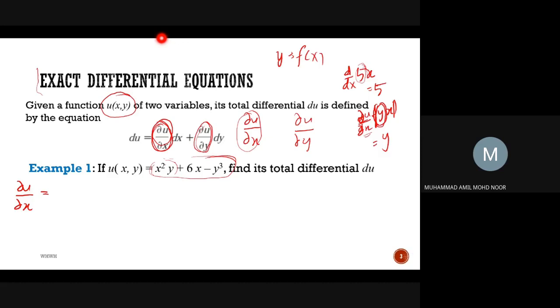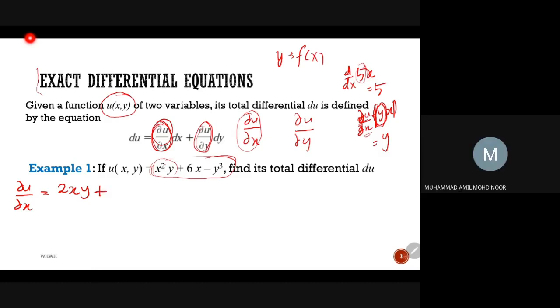So maknanya, can you tell me now what is the first, kalau differentiate the first term of this, x square y for del u over del x, apa you dapat? 2xy. Semua orang faham ni? Sebab kita differentiate x. Okay, so you differentiate x square, you dapat 2x and anggap y tu sebagai constant. So you get 2xy.